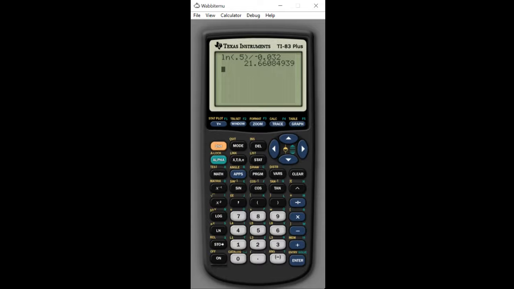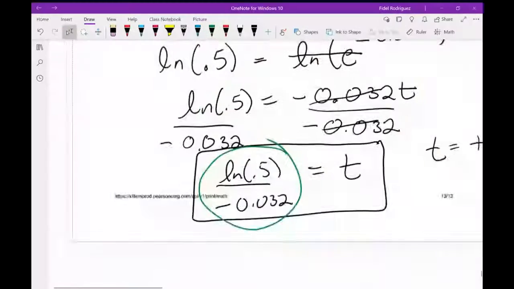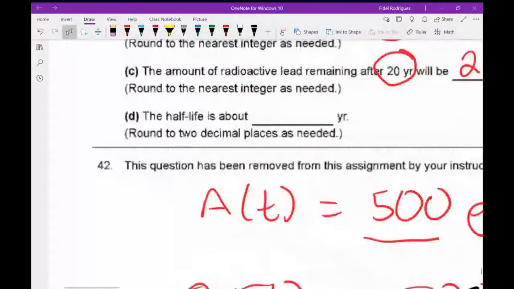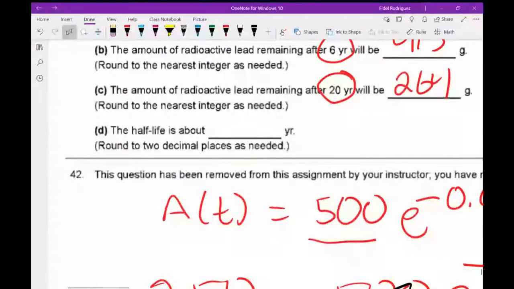And again, we are coming up with a positive number, which is good. That's what we're supposed to get. And I'm coming up with 21.6608. Let me stop sharing my calculator and come back to my review guide. When I come over to part D, it says the half-life is about how much, and it's asking me to round it to 2 decimal places. The number we came up with was 21.66. The number after the 6 was a 0, so 21.66 is all we need, right? And so that was number 41.